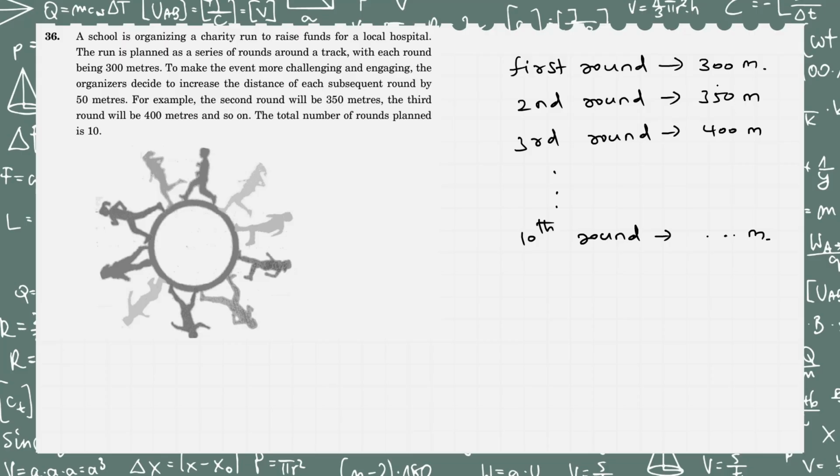And obviously when we arrange the distance covered in every round, that is like 300, 350, 400, etc., it looks like an arithmetic progression, right? So this case study is going to be based on arithmetic progression related sums. So this is the general information about the given case study. Now let us try to solve the sums they are asking.